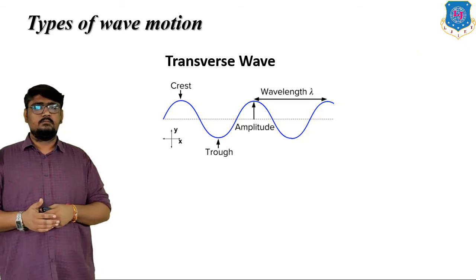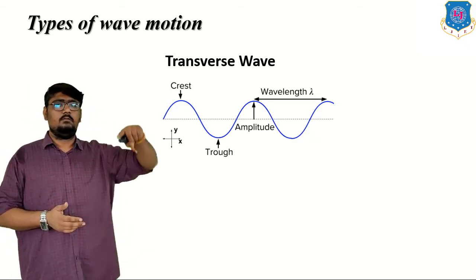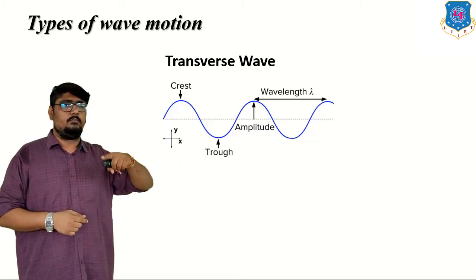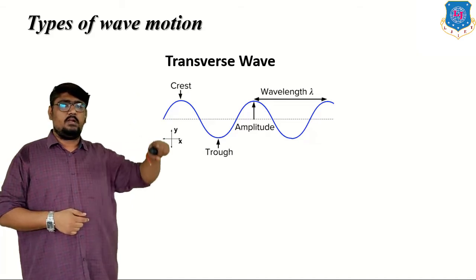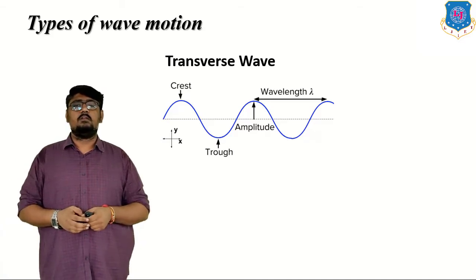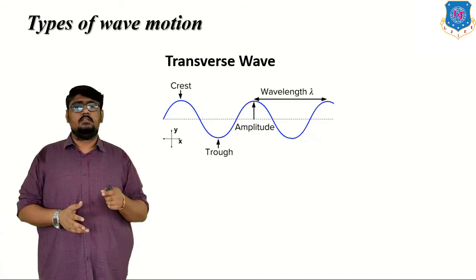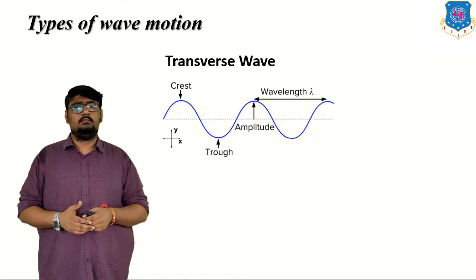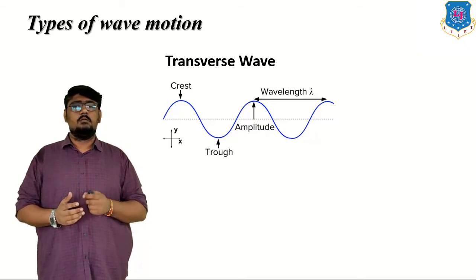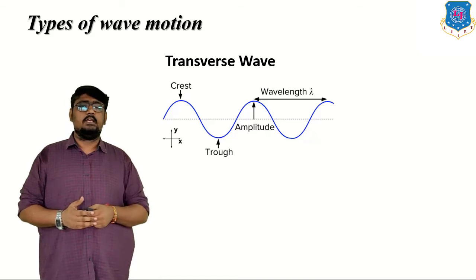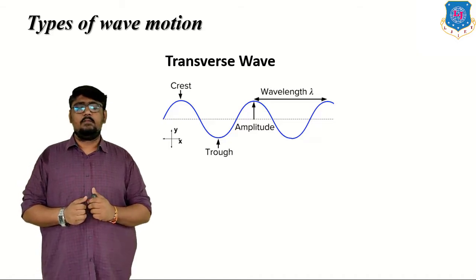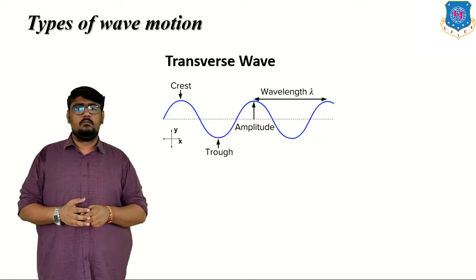As you can see in the figure, the particles vibrate perpendicular to the direction of propagation. This is the direction of propagation, and the particle's movement is perpendicular to it. The transverse wave consists of crests and troughs. There is no pressure variation in this, and they can propagate through solids and the surface of liquids, but they cannot propagate through gases. There is no change in the density of the medium during propagation. Light wave is an example of a transverse wave.